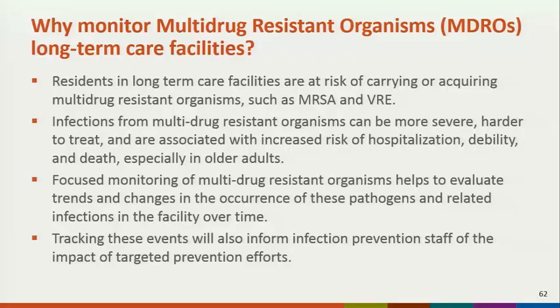So why do we monitor multi-drug resistant organisms in long-term care facilities? Why is this important? I know Janita touched on a lot of this earlier, so some of this is going to be a repetition, but residents in long-term care facilities are at risk of carrying and acquiring multi-drug resistant organisms, such as MRSA and VRE, which are the 2 common ones that we hear about. Infections from multi-drug resistant organisms can be more severe, harder to treat, and are associated with increased risk of hospitalization, debility, and death, especially among our older adults.